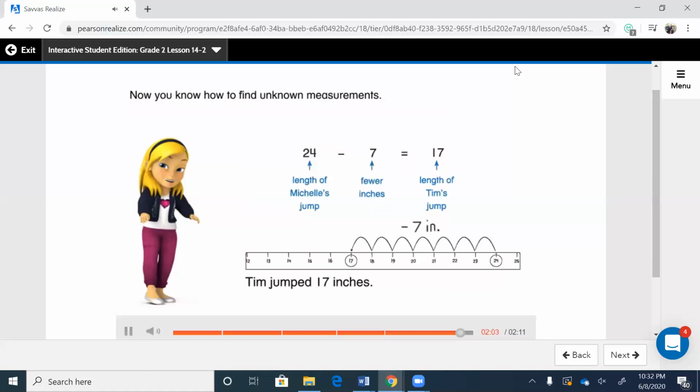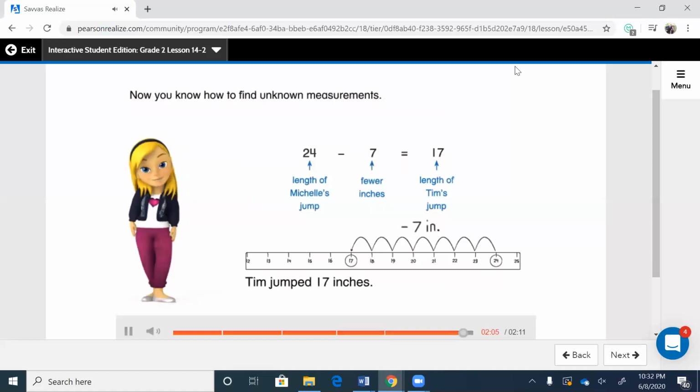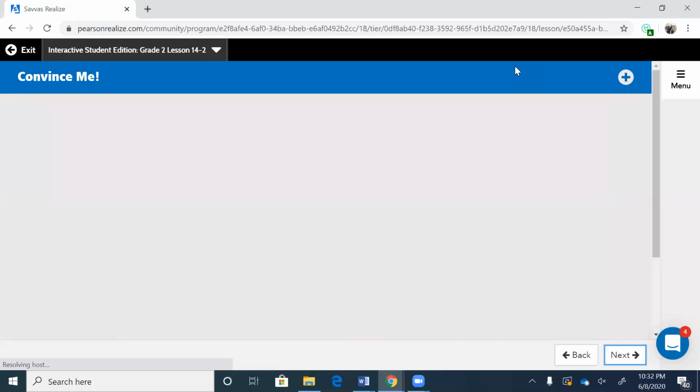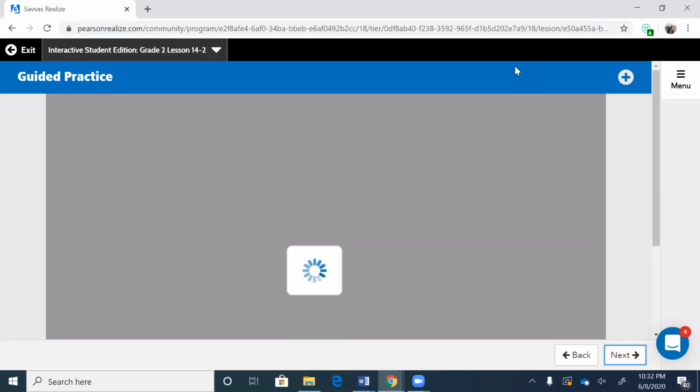Now you know how to find unknown measurements. Great job! All right, so now we're going to jump into some practice with this.